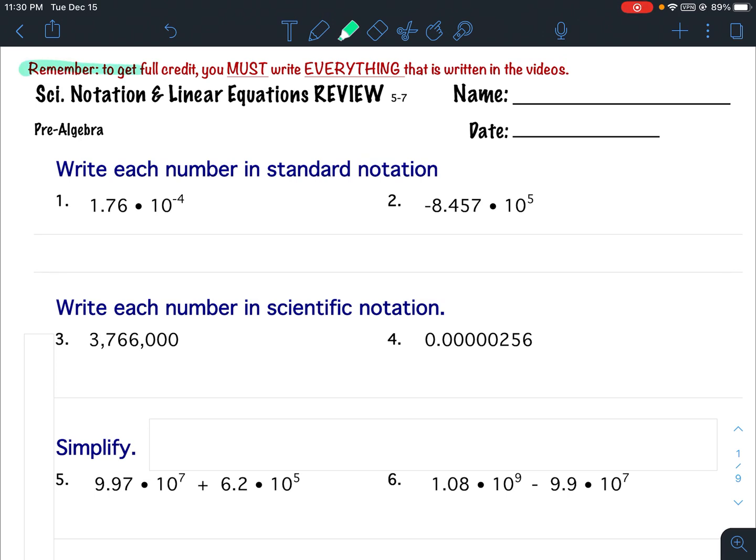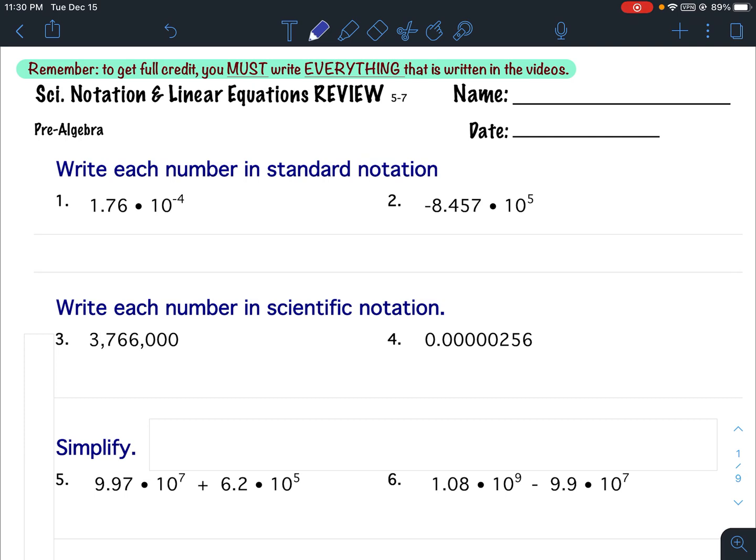Again, I want to draw attention to what this says right here. To get full credit, you must write everything that is written in the videos. If it's typed, if it's written, if it's on here, please write it down to get the full credit. All right? I don't do that to punish you. I do that to help you so you have everything you need in order to study for this test.